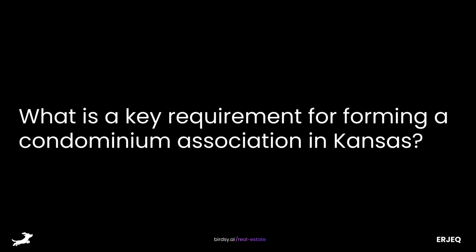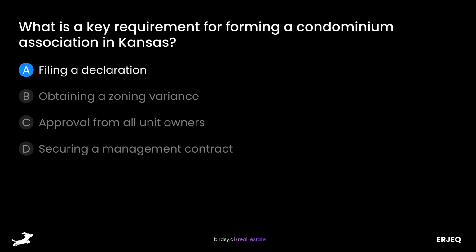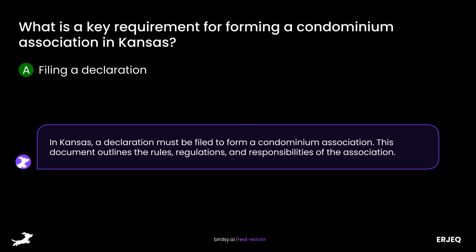What is a key requirement for forming a condominium association in Kansas? Is it A, filing a declaration, B, obtaining a zoning variance, C, approval from all unit owners, or D, securing a management contract? The answer is A, filing a declaration. In Kansas, a declaration must be filed to form a condominium association. This document outlines the rules, regulations, and responsibilities of the association.